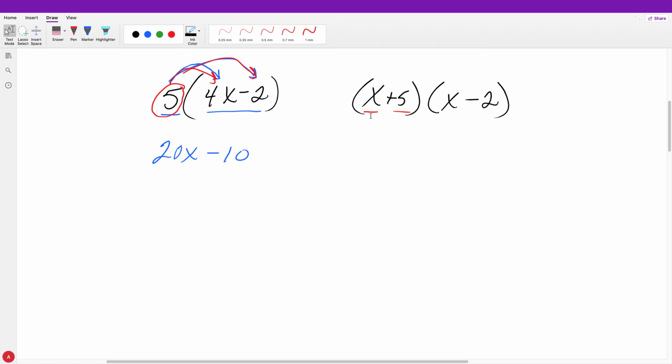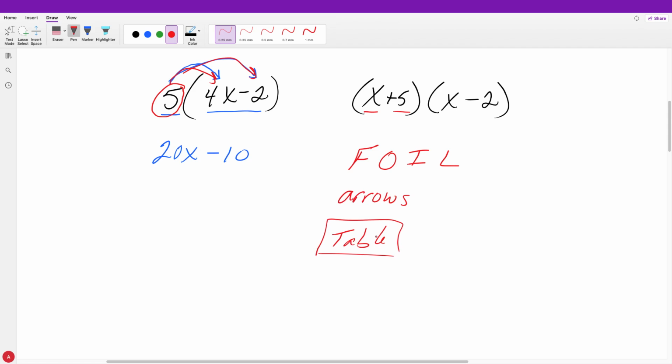So I'm actually going to go through 3 different methods for you to do this. The first one I'm going to write out, we'll say is FOIL. The second one I'm going to use arrows. And the third one is going to be using a table. And this is actually the one that I'm going to suggest that you'll use in the beginning.